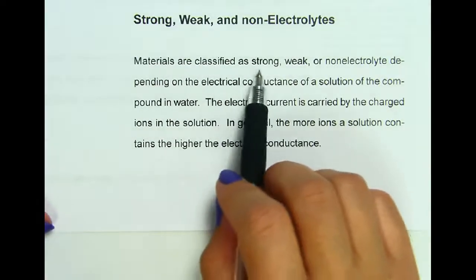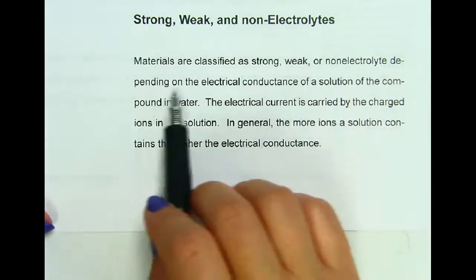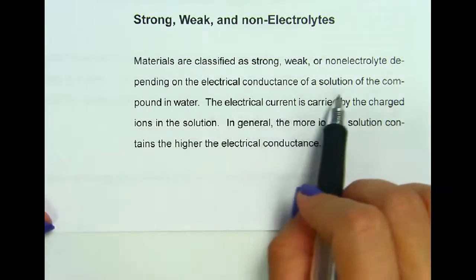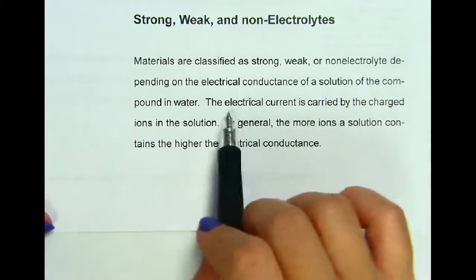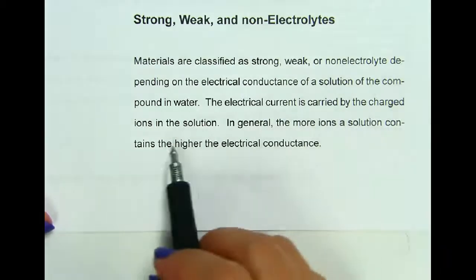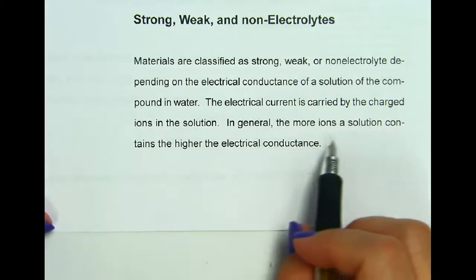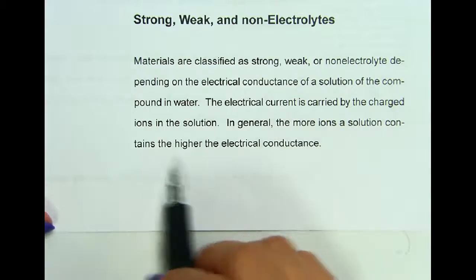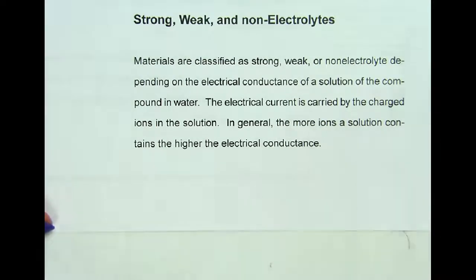Materials are classified as strong, weak, or non-electrolyte depending on the electrical conductance of a solution of the compound in water. The electrical current is carried by the charged ions in the solution. In general, the more ions a solution contains, the higher the electrical conductance.